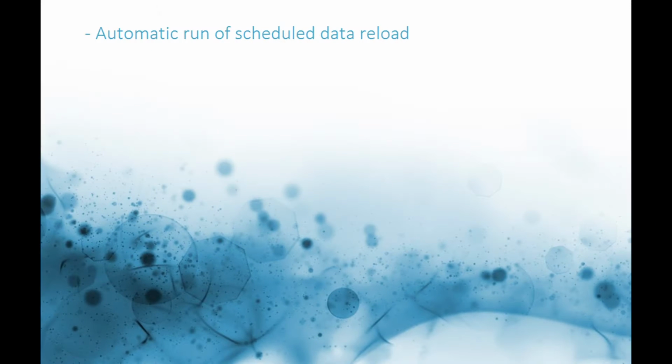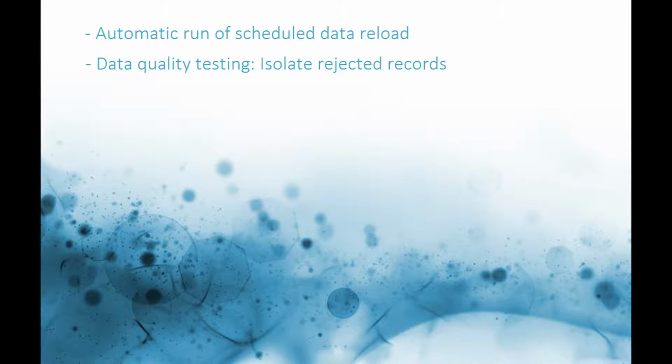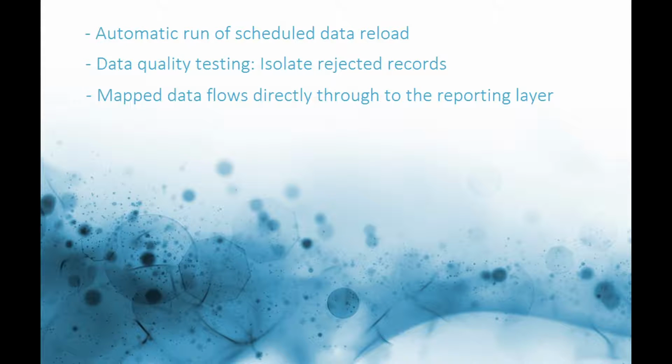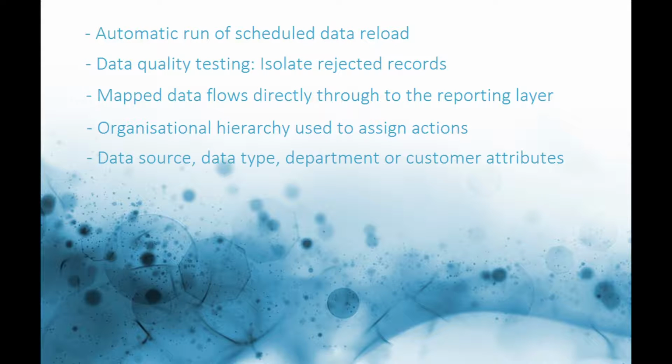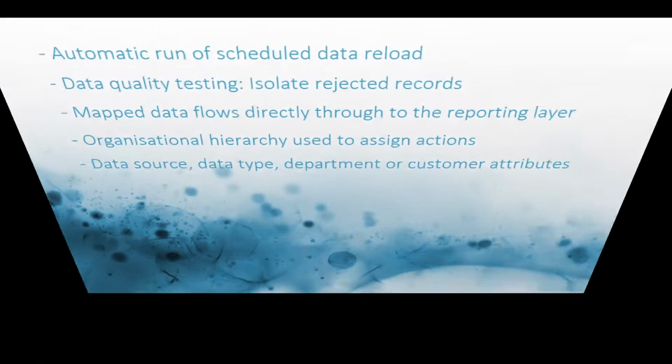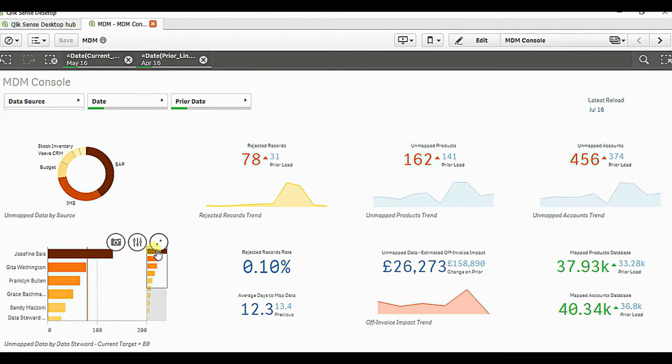We've run a fresh data load, isolated rejected records and all unmapped data, but who is responsible for actioning these data exceptions? And how do we utilize our automated workflow to assign responsibility and assess data steward performance? Organizational hierarchy will seamlessly allocate data alerts to the correct data steward or sales rep. This allocation can be based on data source, data type, department, or even the postcode location of a customer account.